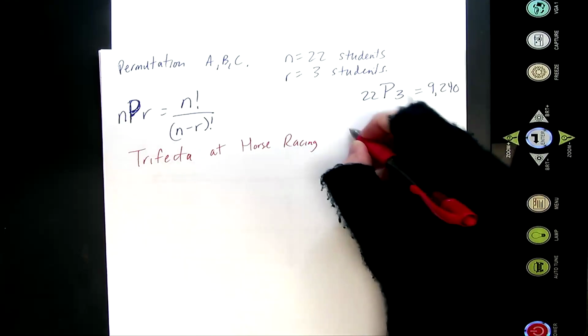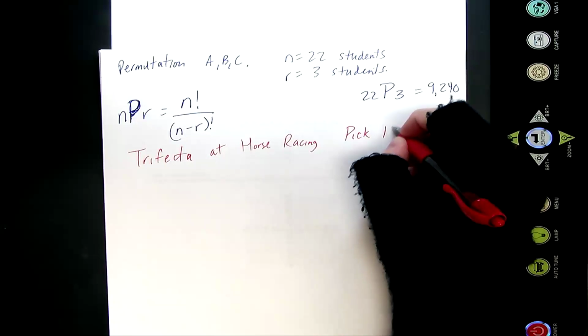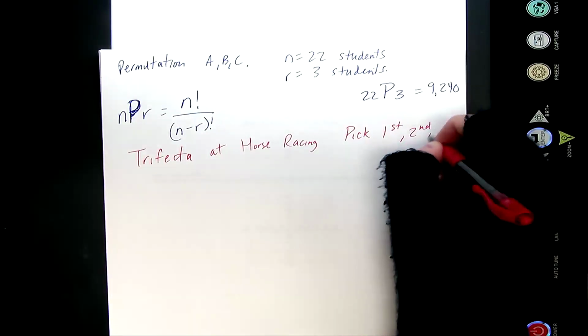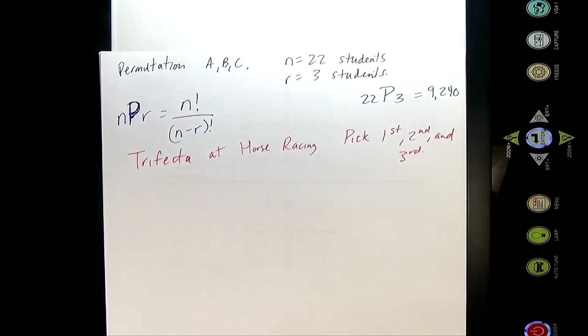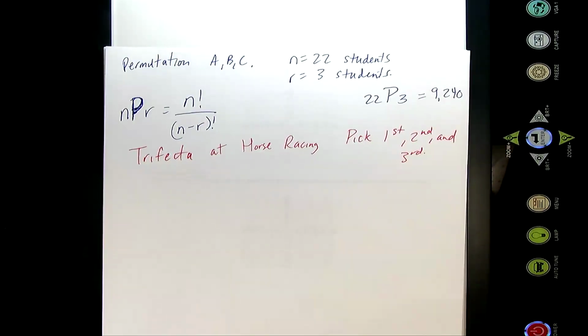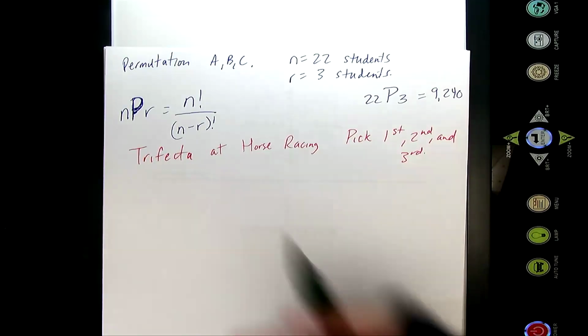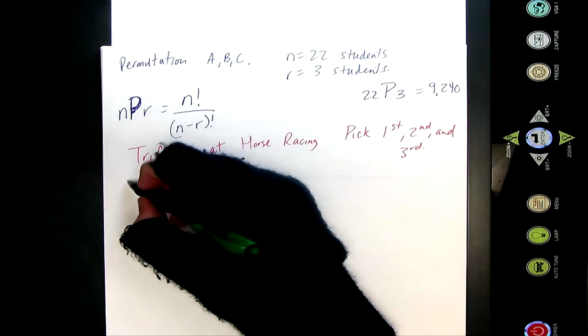You have to pick first, second, and third. You say the name of the horse that's gonna take first, you say the name of the horse that's gonna take second, and you say the name of the horse that takes third. I wanna say there was 12 horses. There's usually 10 or 12. I don't remember exactly how many horses. I'm gonna say 12 horses.